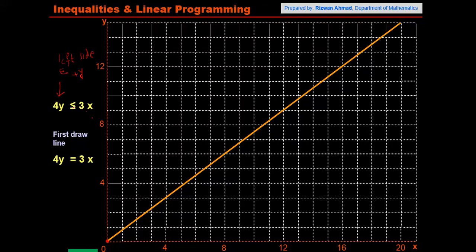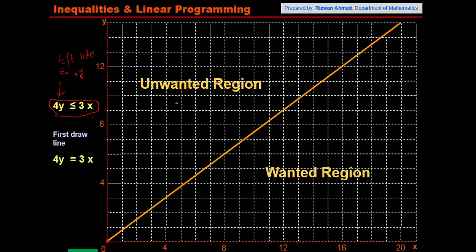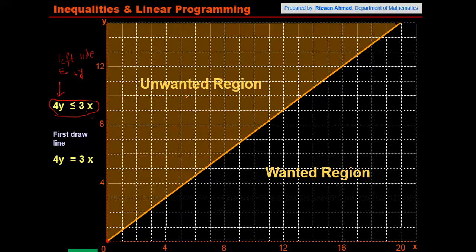So now since there is an equal sign, we made this line dark. Now we have to show which region is the wanted, which is the unwanted. Less than sign is there in the inequality, so we will take the region which is below the line as the wanted region. If there is greater than sign, it means the region above the line is the wanted region. So here below the line is the wanted region, and above the line is the unwanted region. So we'll shade the unwanted region. So we have shaded this part. So this is the region which is required. We left it unshaded.